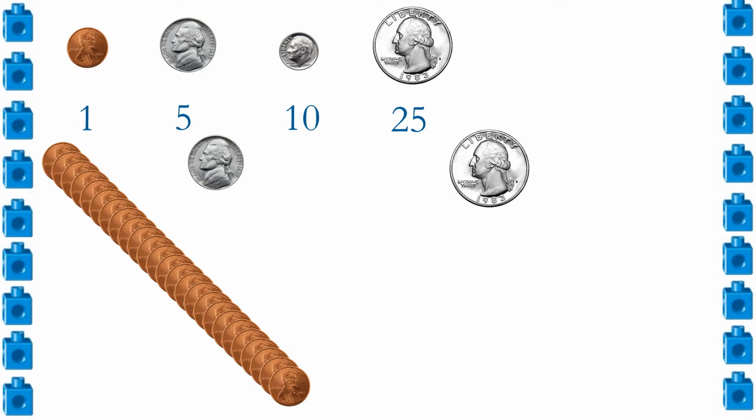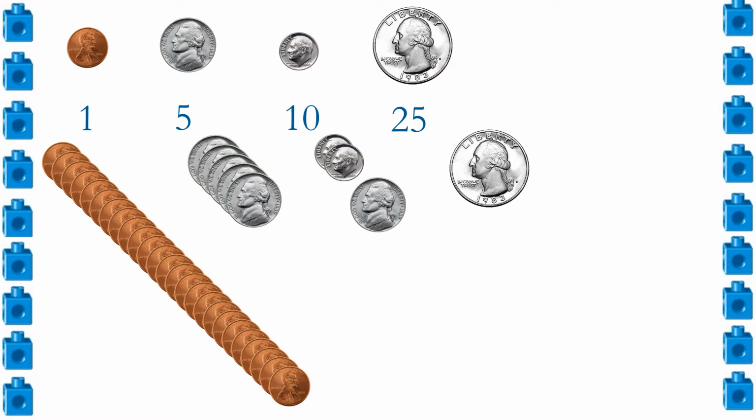Or you could do it in 5 nickels: 5, 10, 15, 20, 25. Oh, that's going to leave a lot of space in my pocket. Or we could do 2 dimes. Now that's 20 cents plus a nickel is 25. Or 1 quarter for 25 cents. It's so convenient.